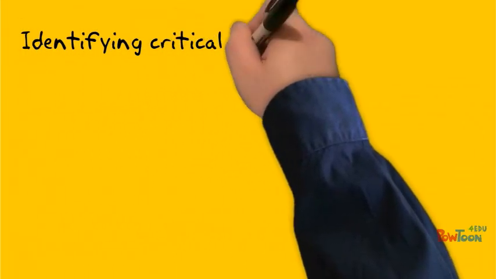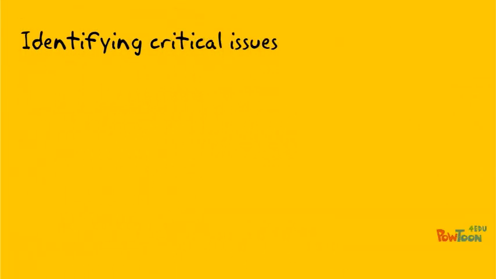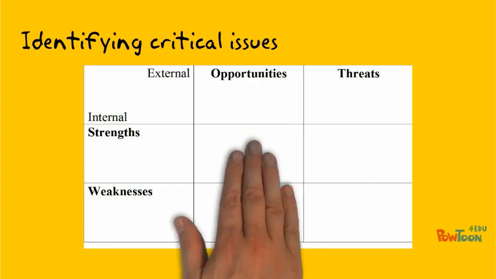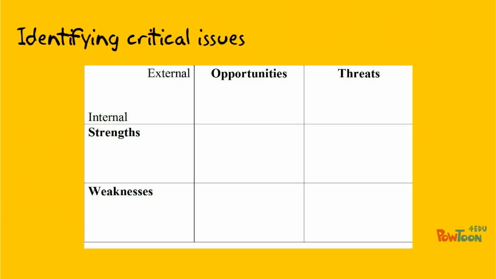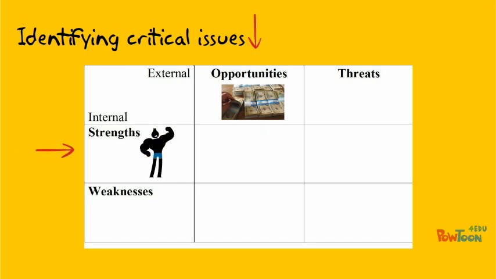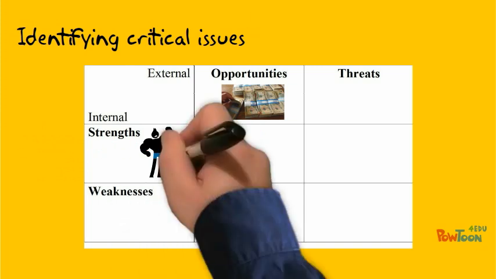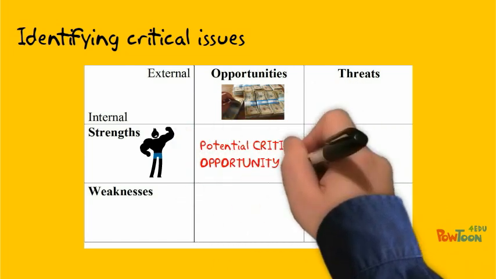Alright, we're getting close to the end here. Next, you're going to want to set up a table like this. List out your important strengths and weaknesses along one axis, and your important opportunities and threats along another. Now look at this box here. Identify opportunities that your company's strengths will allow you to capture. If the opportunity is big enough and your strength is strong enough, you might have a critical opportunity here.